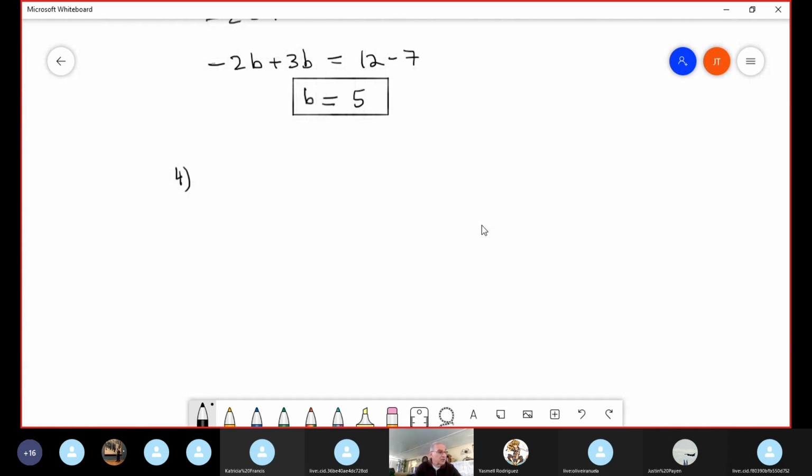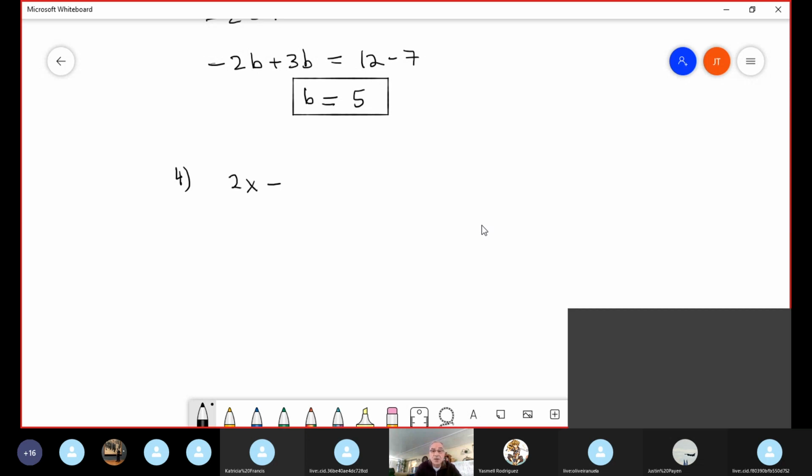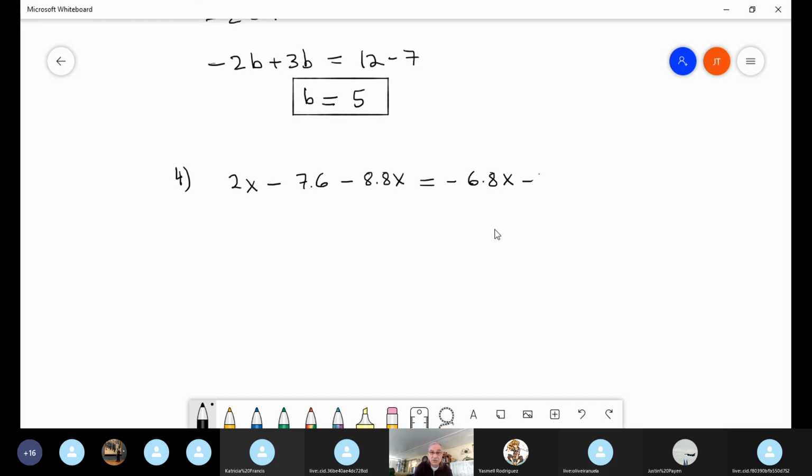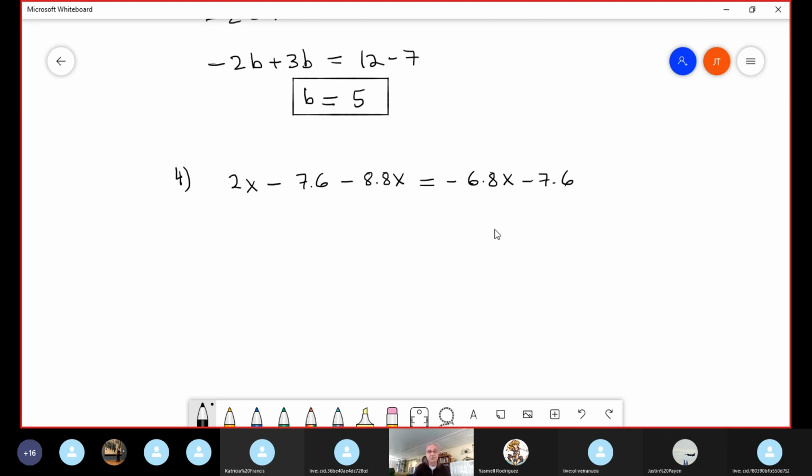Number 4. Number 4 is a little bit complicated. Let me see. It's 2x minus 7.6, I don't see very well, 7.6 decimal. Minus 8.8x equals minus 6.8x minus 7.6. Wow, what the hell is that?